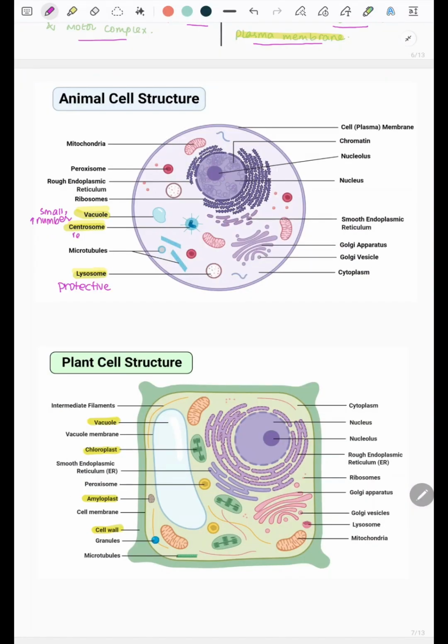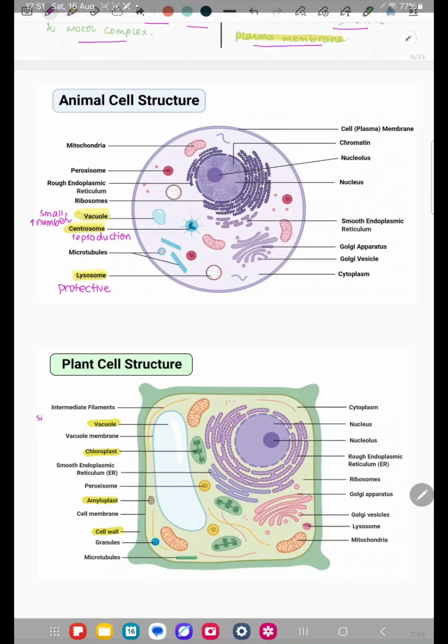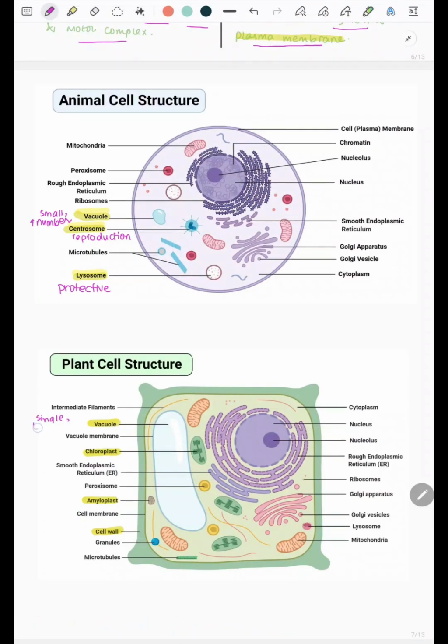Centrosomes play a role in reproduction, that is, they align to the edges of the cell during mitosis and meiosis and help to separate the DNA or the genetic material for the daughter cells. The vacuole of a plant cell is single, that is, one in number, and it is larger than the animal cell vacuole. Chloroplast is the substance that gives the green color to the plant cell. It also plays an important role in photosynthesis. It contains all the organelles and the enzymes important in photosynthesis. Amyloplast is the storage organelle that stores the starches produced by the plant cells.